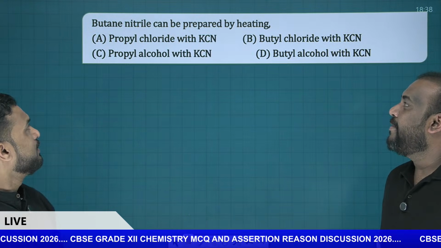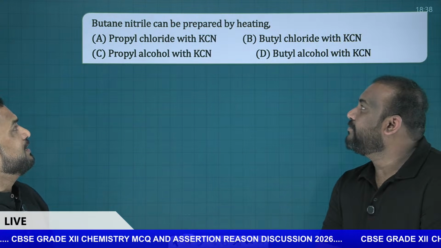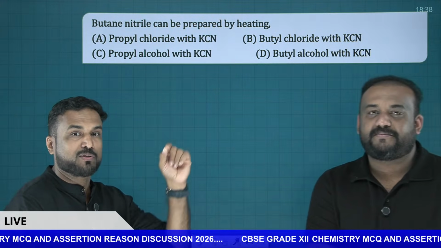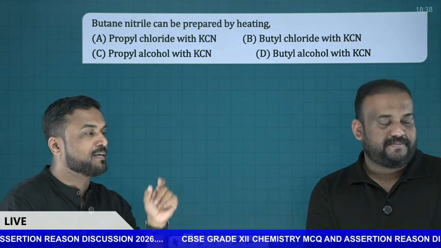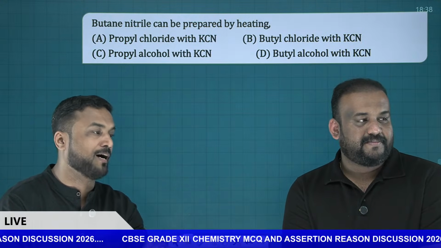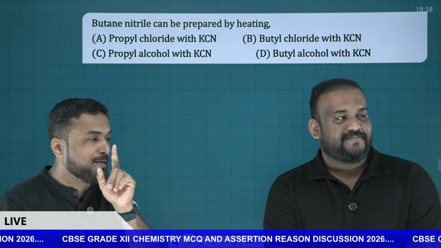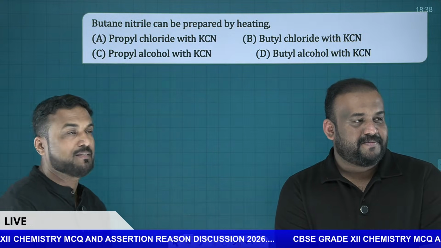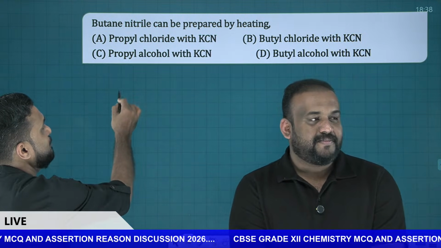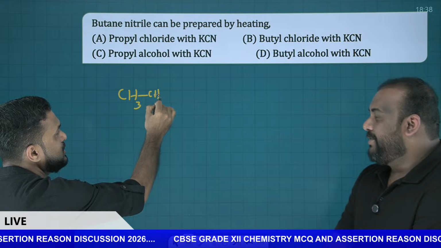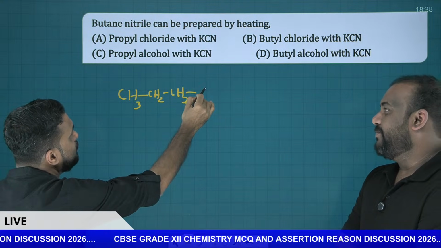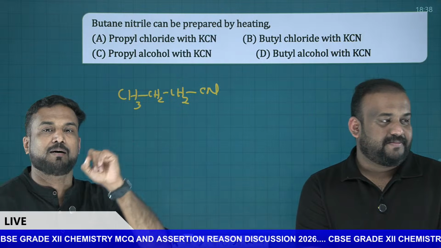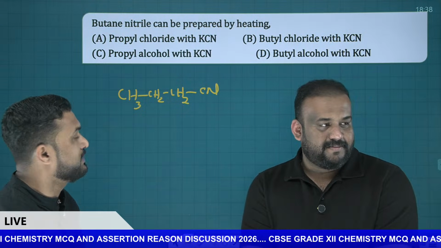Next one: butane nitrile can be prepared by heating. Read the question carefully, because when cyanide comes, that CN functional group itself has a carbon. So while writing the IUPAC name, you should not make a mistake or get confused. Butane nitrile means CH3, CH2, CH2, and after that CN will come, because the CN functional group itself has a carbon. So that is called butane nitrile.